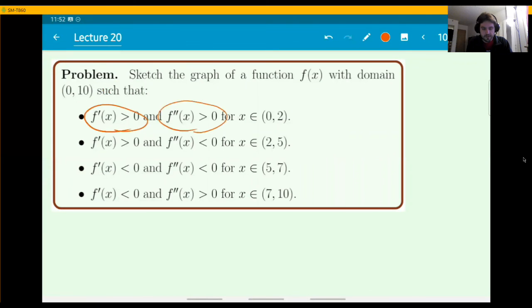increasing and smile. So it must look like this. Then increasing and frown. This is what a frown looks like when it is increasing. And now we change to decreasing. Decreasing and frown. And then decreasing and smile. Like this. So try to piece those together and come up with the graph of a function. This is really not that difficult.